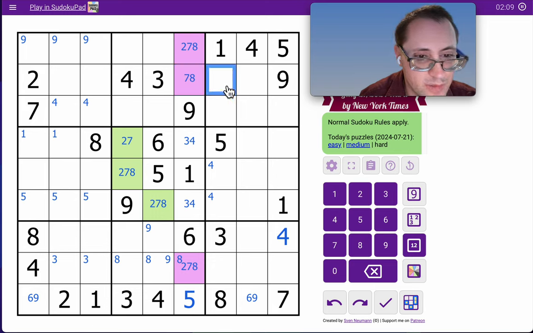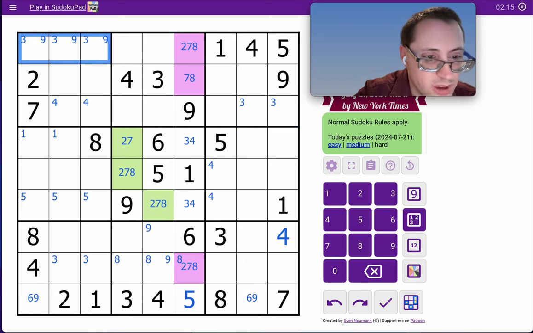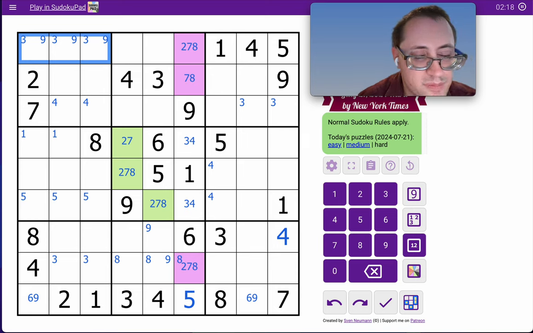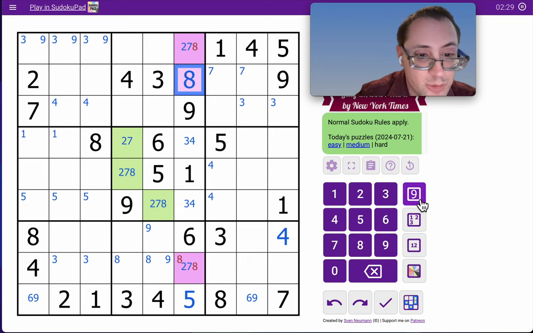Okay, these can't be 3, right? Oh, okay, those can't be 3, so 3 must go there. That means it must go here. Okay, this isn't 7, so one of those is. Means that can't be 7 and therefore must be 8.